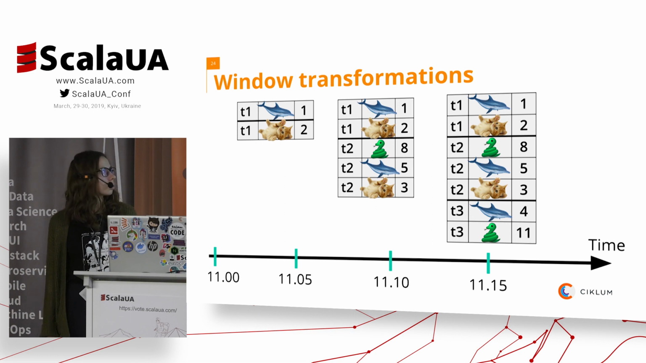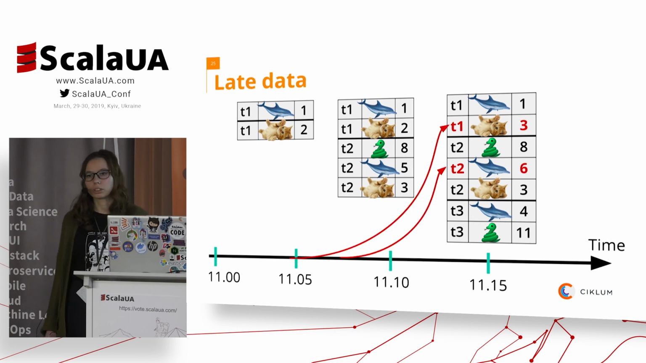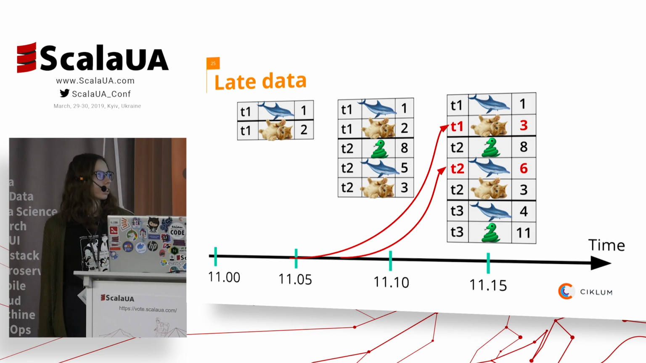But here is another important concept, which is the concept of late data. For example, our processing got too long for some kinds of data, and for some reason, this data appeared later. So on the third interval, we suddenly see changes in the first time interval result and the second time interval results. So there are more dolphins and more cats. So what can we do about this kind of late data?